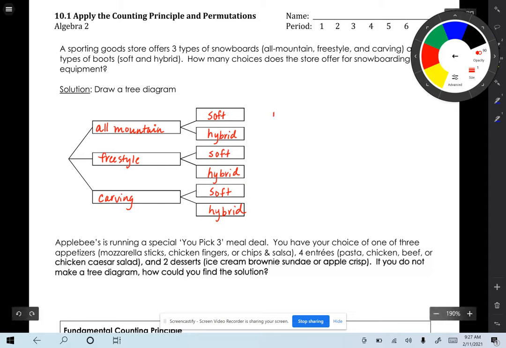That's a total of, here's one option, 2, 3, 4, 5, 6. So you have 6 options altogether. What did I do? I took the 3 types of snowboard and multiplied it by the 2 types of boots, and that gives me 6.